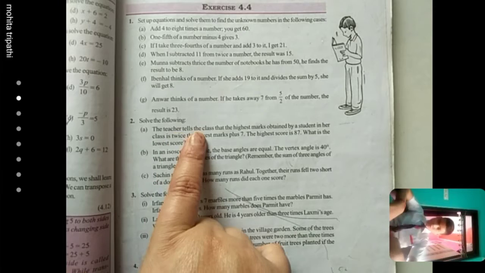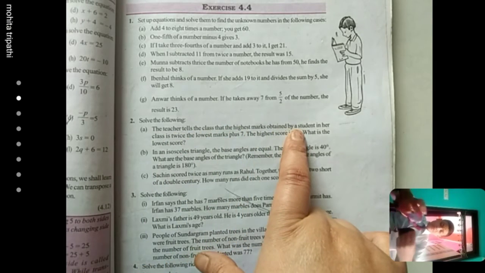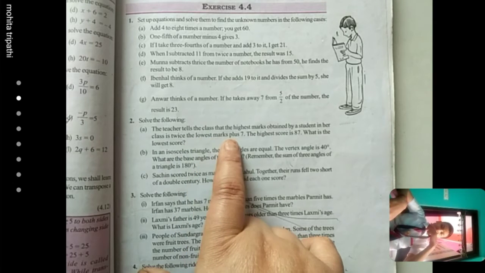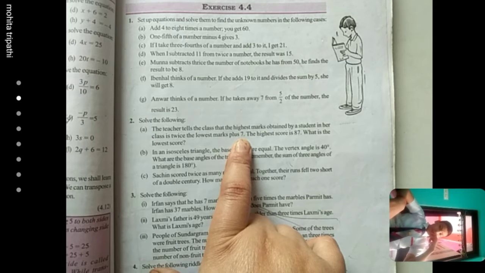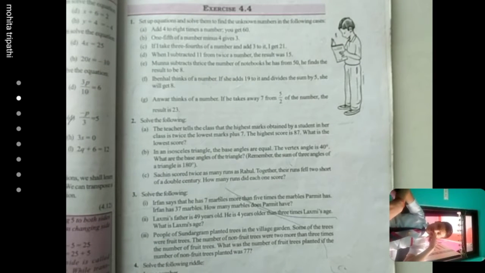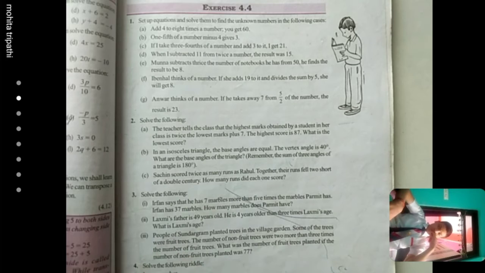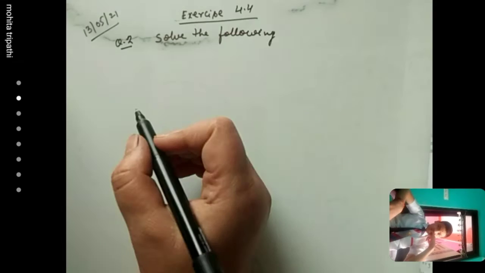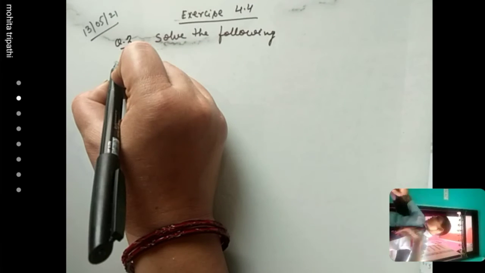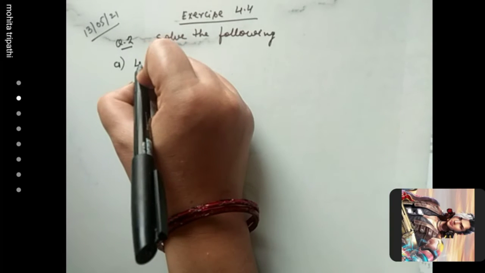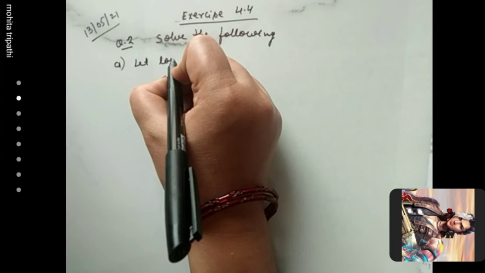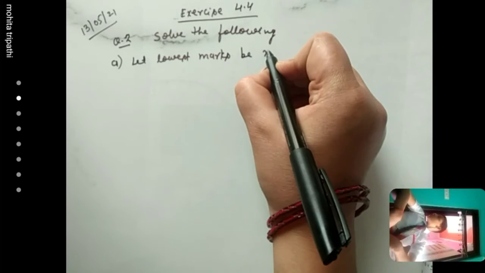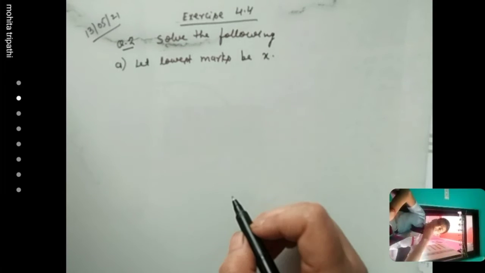The teacher tells the class that the highest marks obtained by a student in her class is twice the lowest marks plus 7. And the highest score is 87. So there is a relationship between the highest and the lowest. So it is twice the lowest marks plus 7. So first of all, we will assume the lowest mark. Let lowest marks be x. We have assumed that lowest marks be x.